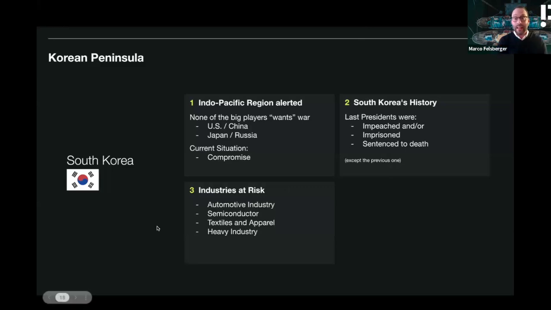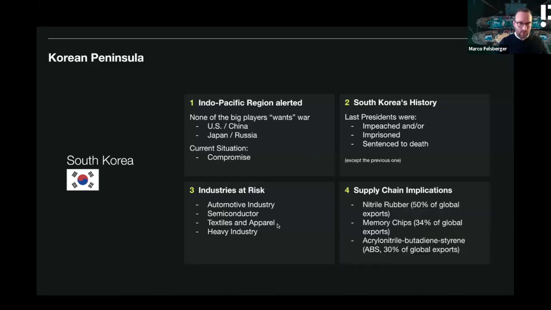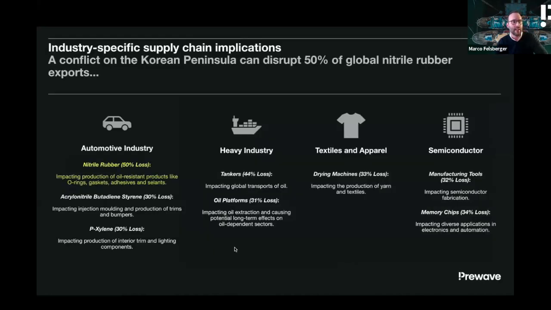And then we have to transition from the general context, the general background, to the industries at risk, and how do we do it? We use publicly available data as well as our Prewave data, and the industries at risk were first and foremost the automotive industry, semiconductor industry, textiles, and the heavy industry. And for the reason, I'll go to the next slide.